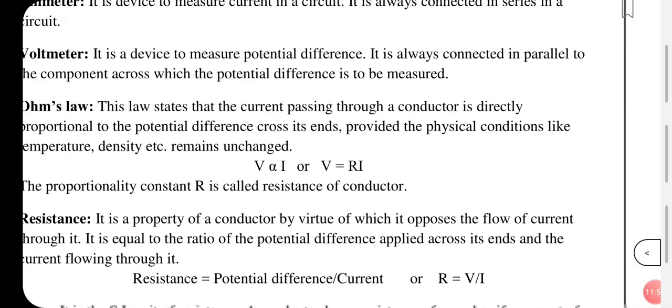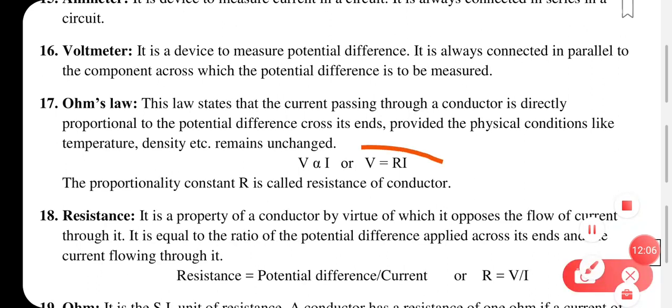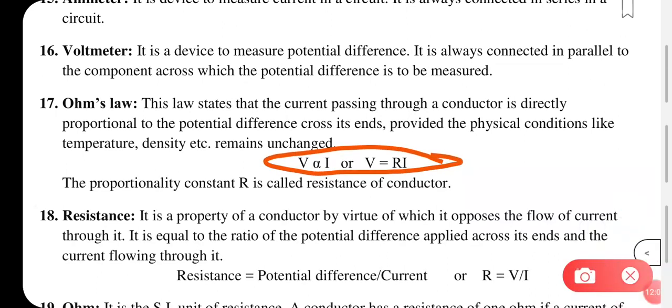That is, V is equal to IR. Means volt V, or the potential difference, is directly proportional to I. And what is R? R is the proportionality constant, that is called the resistance of the conductor. Now what is this resistance? It is a property of a conductor by virtue of which it opposes the flow of current.